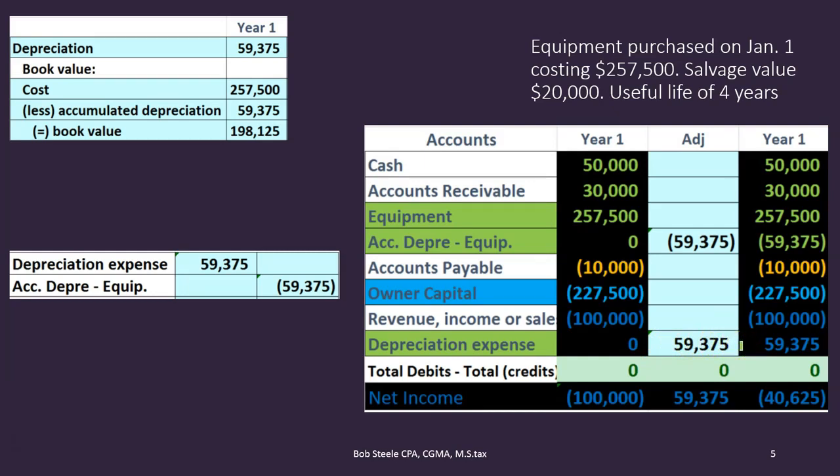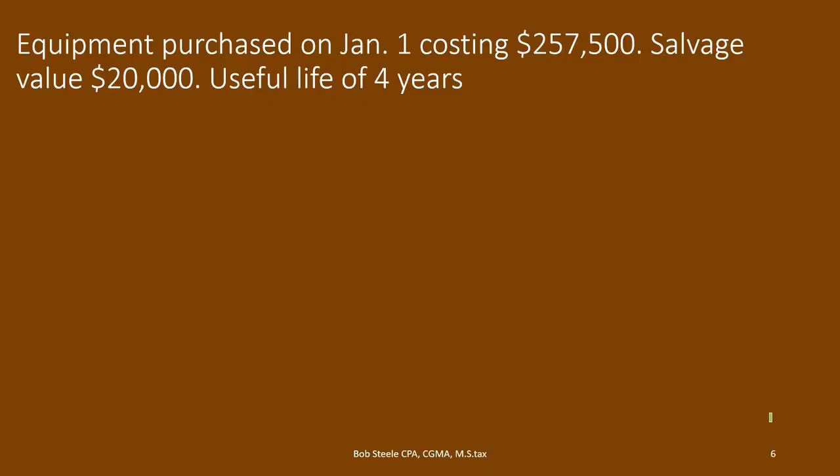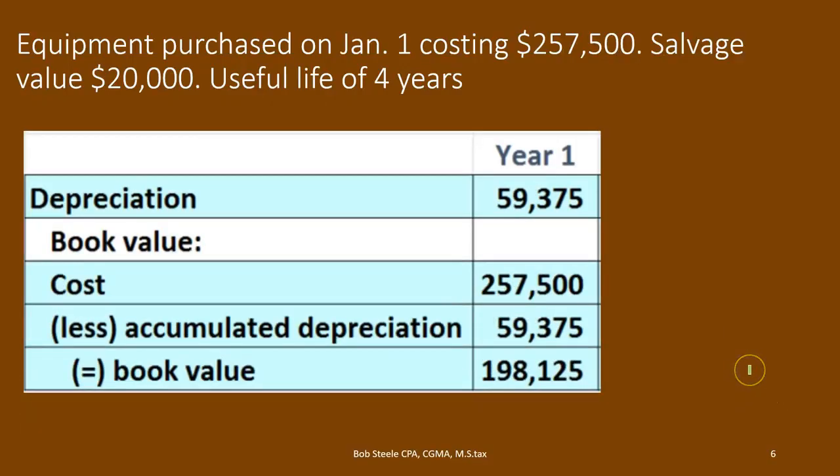What's the effect on net income? Well, it's the 100,000 that we assume we earned before this expense, less the 59,375. Revenue less expenses means that income went down to 40,625.